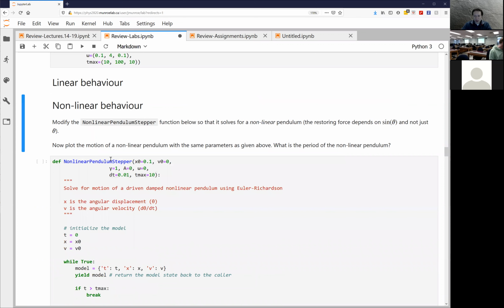Will the interactive function be on the final? No. It makes no sense to have an interactive widget on a pen and paper exam. There's nothing to interact with. It'll just be straight plots, and I'll always plot it for you all the way through.